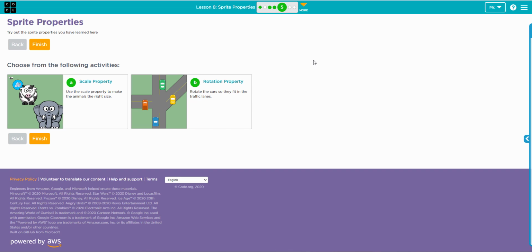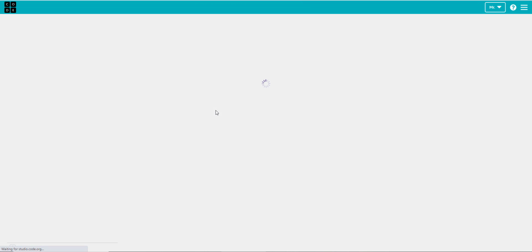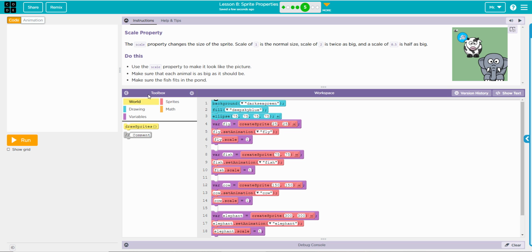Okay, in lesson 8, we learn about sprite properties, specifically how to scale the sprites to different sizes. And also we learn how to rotate them so we know how to orient them and choose the directions that the images or sprites are facing. So we're going to start by practicing the scale property, which is how to resize the images.